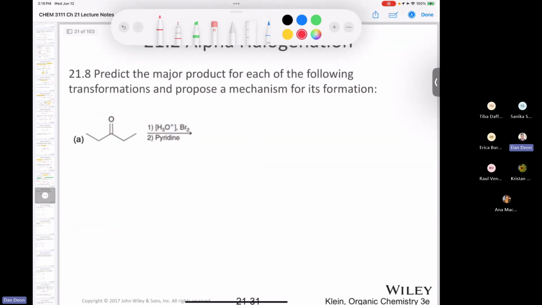So the first one is an alpha halogenation. In the first step, we're treating it with hydronium and bromine, and that's going to give us the alpha bromoketone. You see this ketone is symmetrical. It's 3-pentanone. So after the first step, we're going to end up with this compound. So we have our alpha bromoketone. And then in the second step, we're going to treat it with pyridine. Pyridine is going to do the elimination to give us this compound.